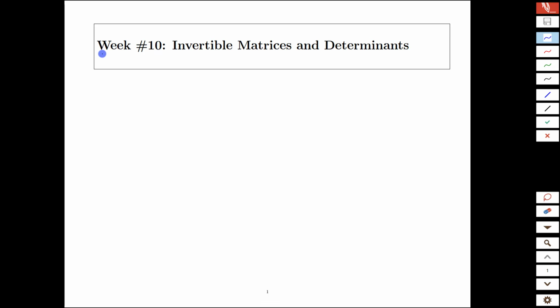Welcome to Week 10 for APSC 174. For the last 3 weeks of the course, we're going to be looking at invertible matrices and determinants, and then at the end we're going to be doing our capstone topic, which is eigenvalues and eigenvectors.